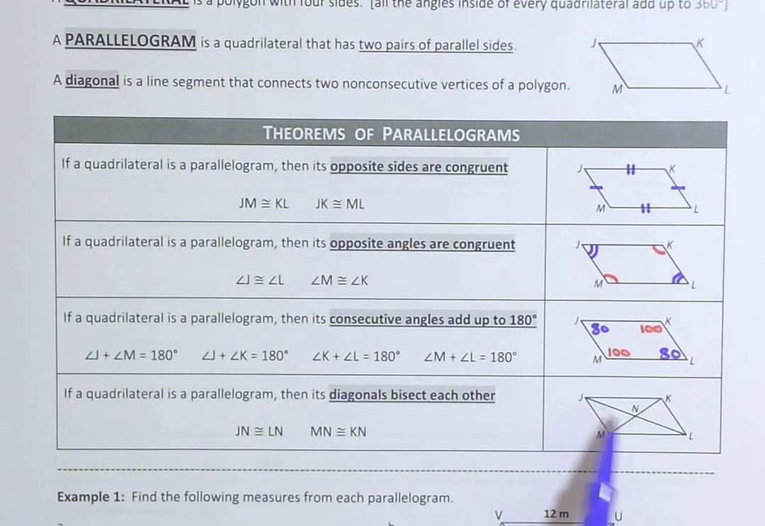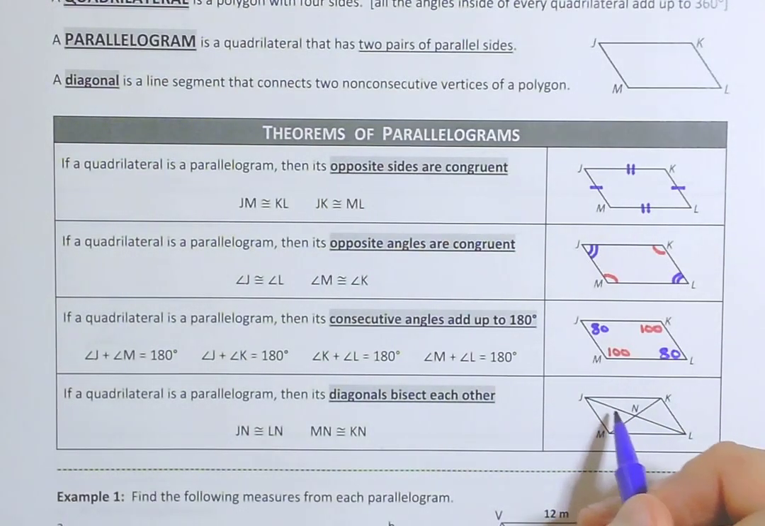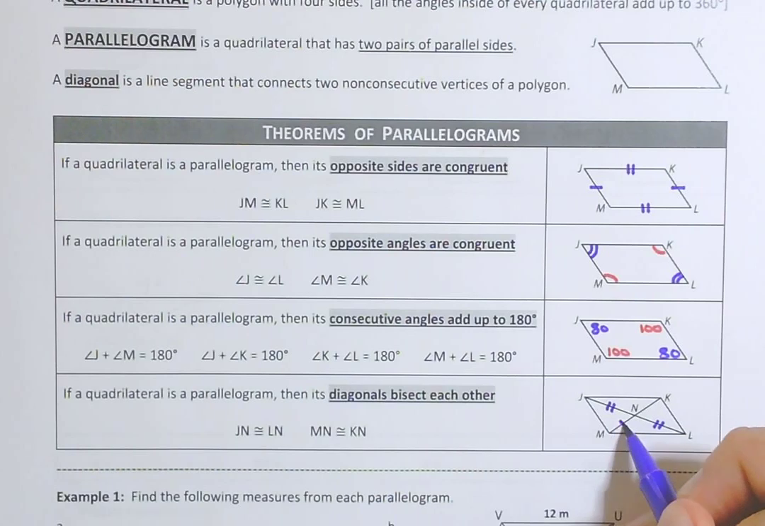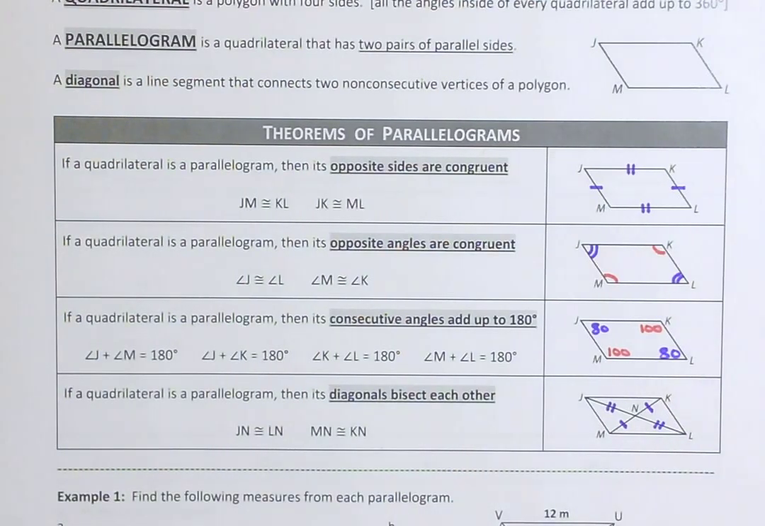So, JL is going to be cut in half by MK, and MK is going to be cut in half by JL. So if I was marking this, I would go JN is the same measure as NL, and MN is the same measure as NK. So the diagonals bisect each other. They are not necessarily congruent to each other. They just bisect each other.